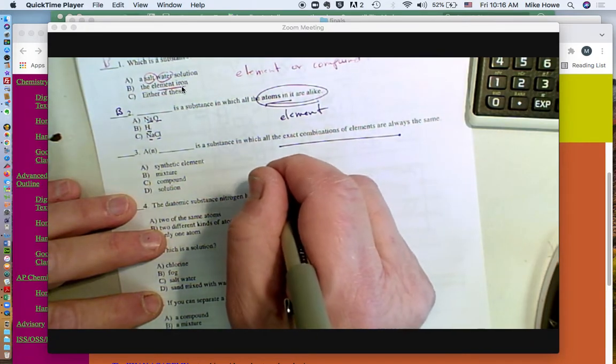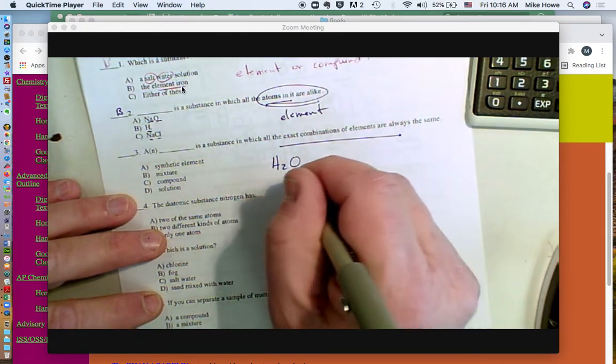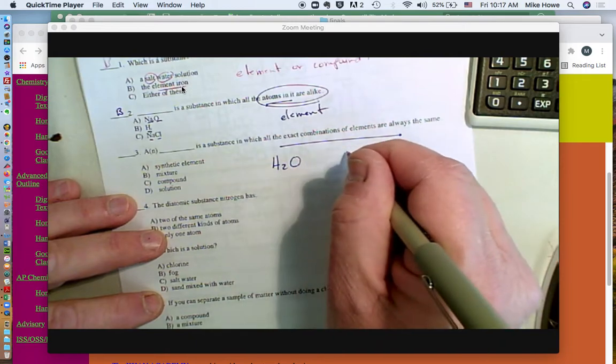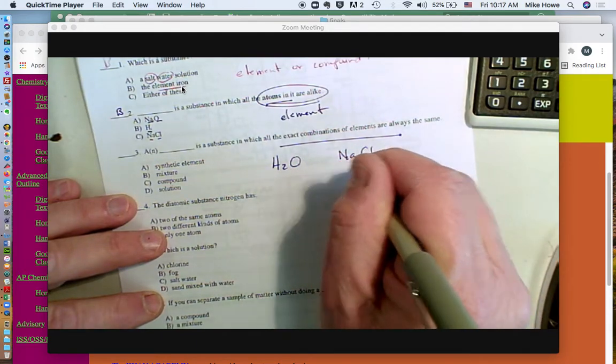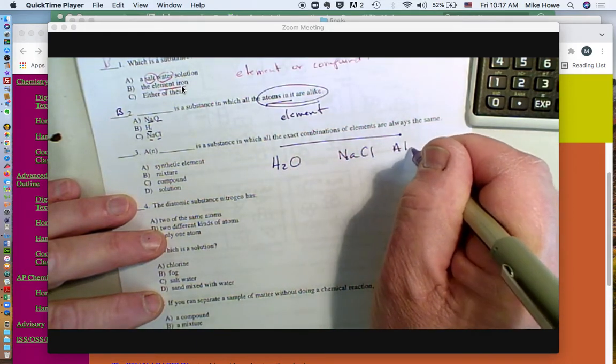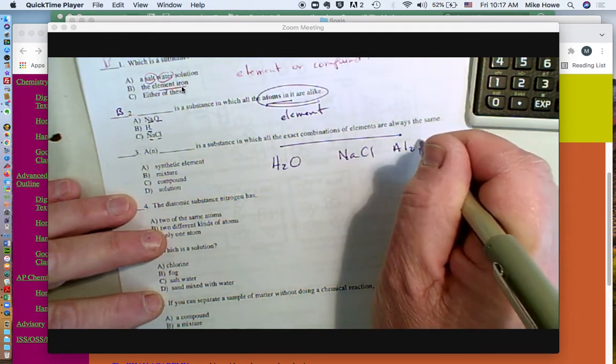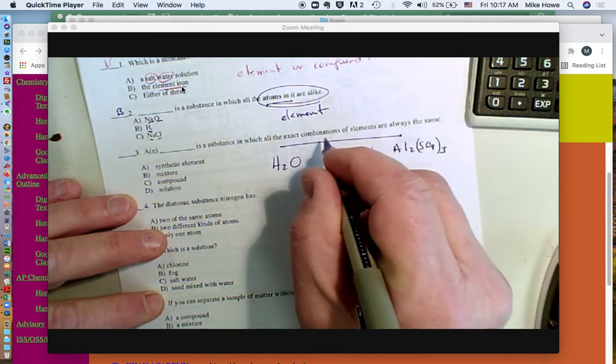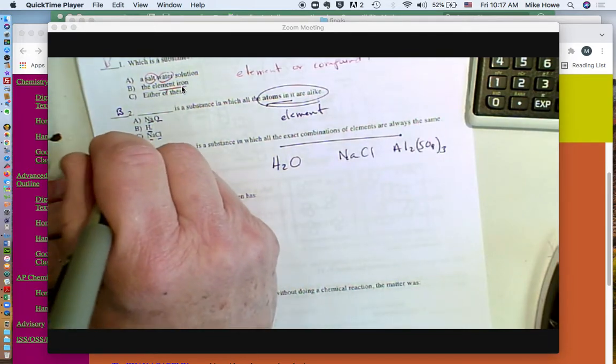Now, if the exact combinations of the elements are all the same, number 3, then we're looking at, example would be H2O. H2O water always has 2 H's and 1 O. Sodium chloride always has 1 sodium and 1 chlorine. Aluminum sulfate always has 2 aluminums and 3 sulfates. The combinations are always the same. Those are called compounds.